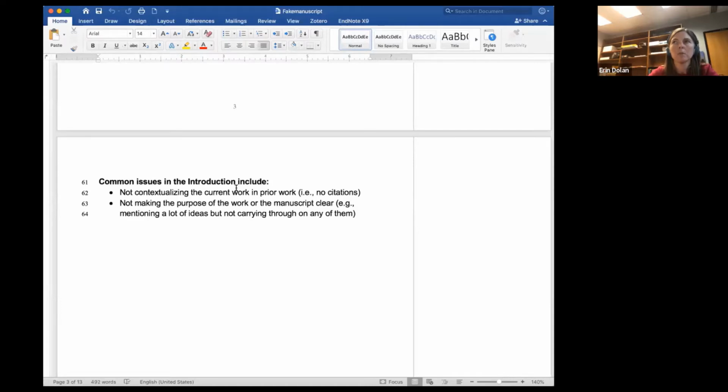So sometimes we get papers that make mention of lots of different things related to biology teaching and learning, for example, problem-based learning, active learning, cognition, inquiry, lots of words that are used, but it's not clear which actually forms the focus of the manuscript. So I encourage you to stay focused on what specifically you'd like to communicate with the manuscript.